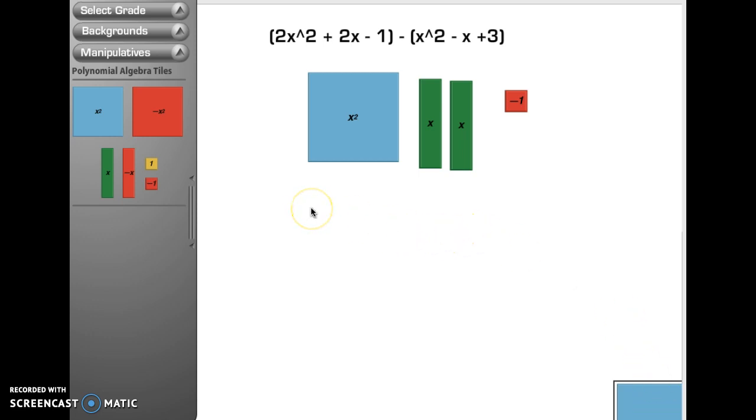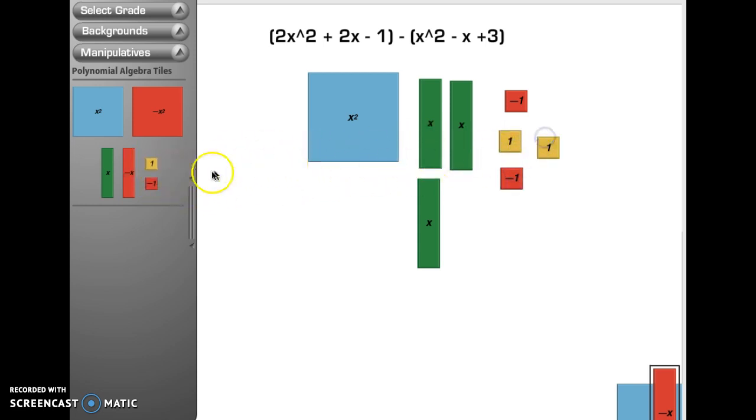I want to take away a negative x, but I don't have a negative x to take away, so I need to add in a zero pair. We know adding zero doesn't change anything, but now I am able to take away a negative x. Now I want to take away positive 3, but I don't have positive 3 to take away, so I need to add in three groups of zero so that I now have positive 3 with which I can take away.